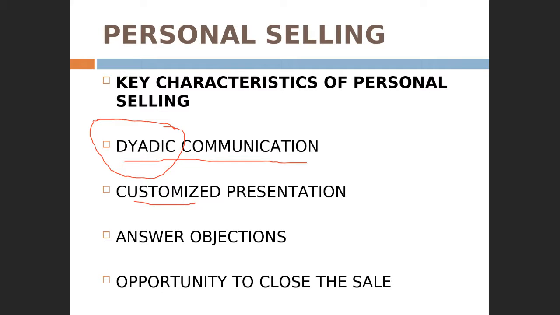Dyadic communication means a two-way flow of communication. The seller talks to the potential buyer and the potential buyer talks to the seller. So the potential buyer can ask clarification questions and the seller can clarify the issues that the buyer has problems with. The communication flows in both directions. As compared to that, in advertising, communication flows in one direction only.